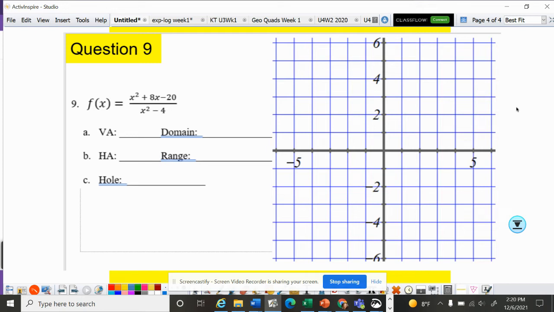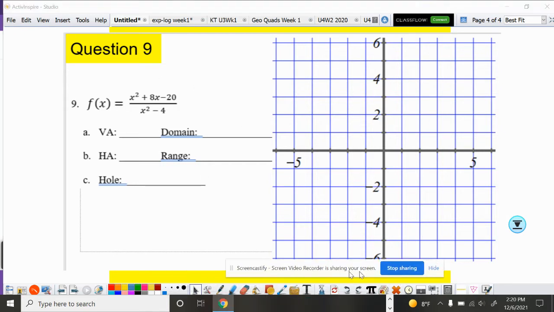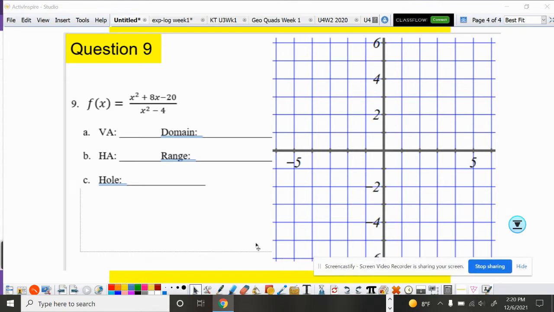All right, so in this video, I'm just going to talk about why you might have a hole in a rational function, what that means, what it looks like, how we find it, and so forth. So in our rational functions packet, you were given question number 9. And so I hope when you looked at it, you noticed that we have a quadratic at the top, and we also have a quadratic on the bottom.